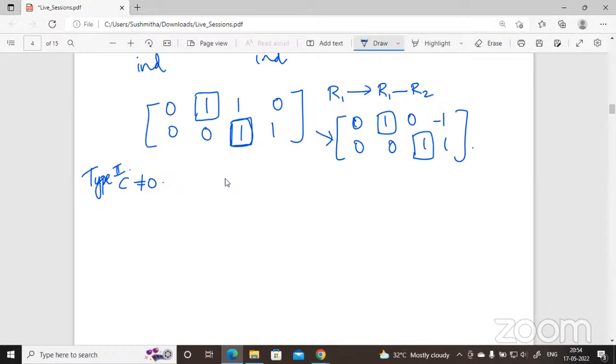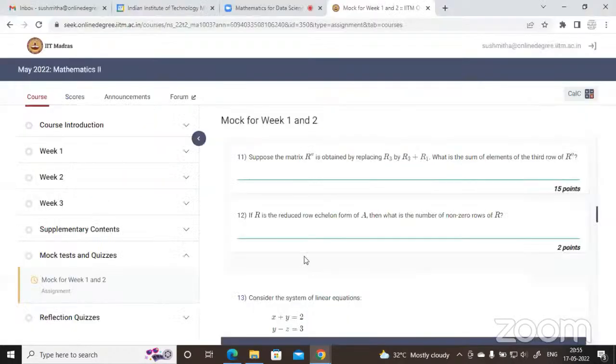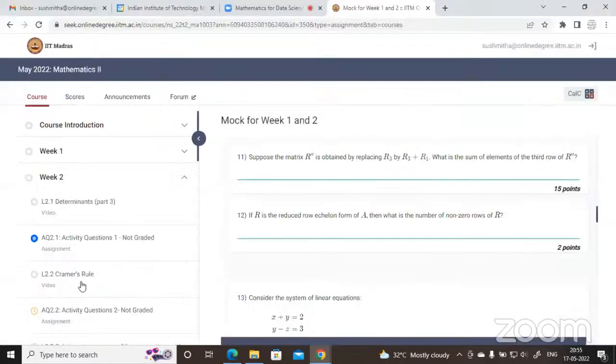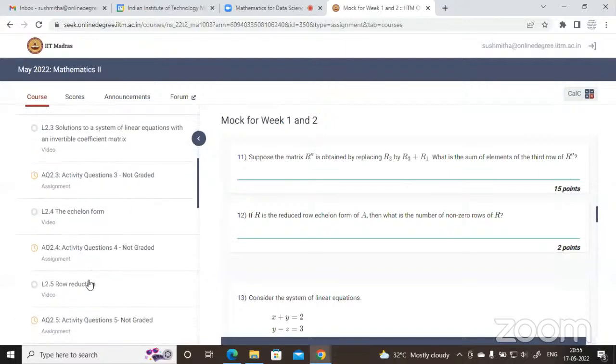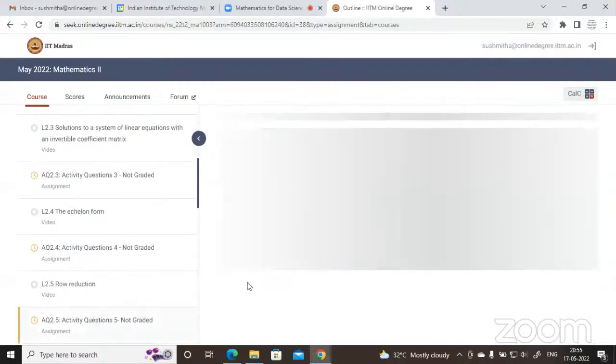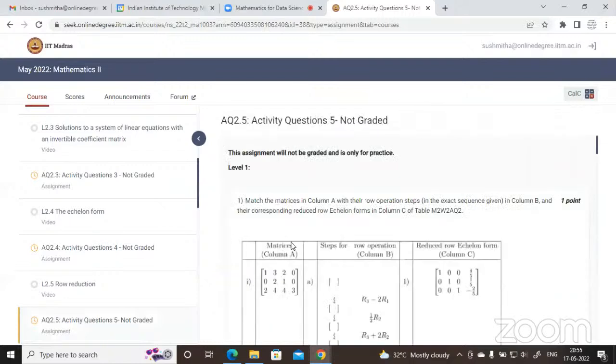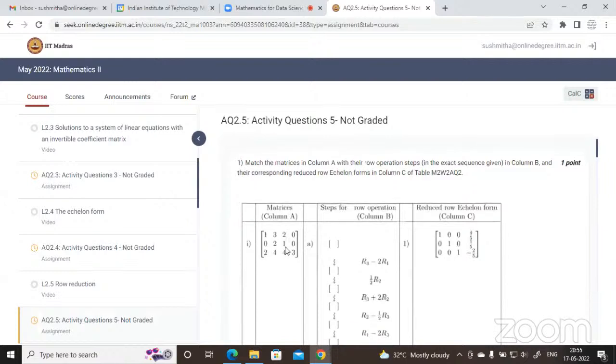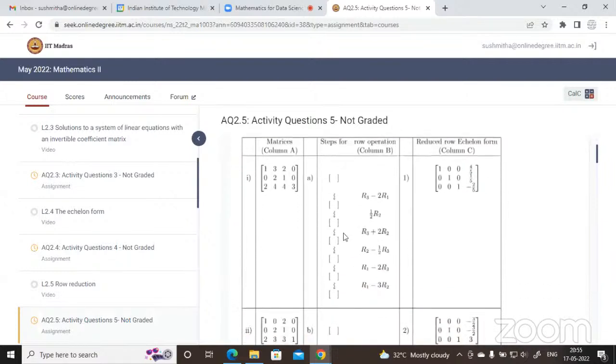Yeah, there was someone who had a doubt in an activity question. Yes, ma'am. 2.5. Ma'am, 2.1, question number 4. Yeah, we'll do 2.5 first. Question number 1. In question number 1, the second column, they do not specify which column I can do these operations on. So how do we find the solutions of these questions?